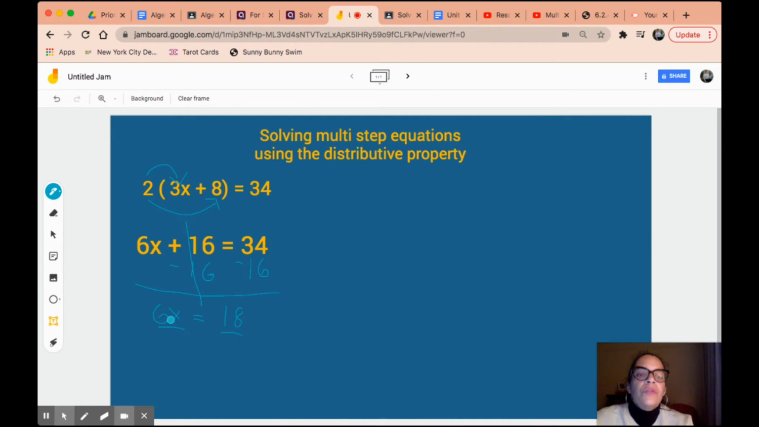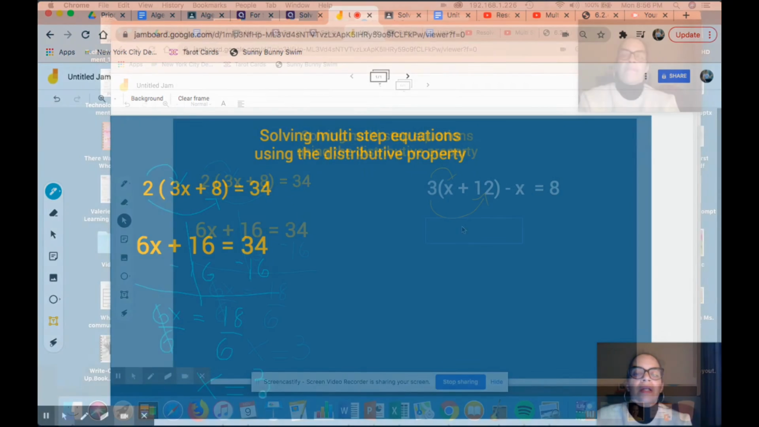Then again, we need to isolate that variable. So the 6 and the x together means that it is being multiplied. The inverse of multiplication is division, so we're going to use the division property of equality. We're going to divide by 6 on either side. These 6's are going to cancel out, and then we are left with x equals 3.